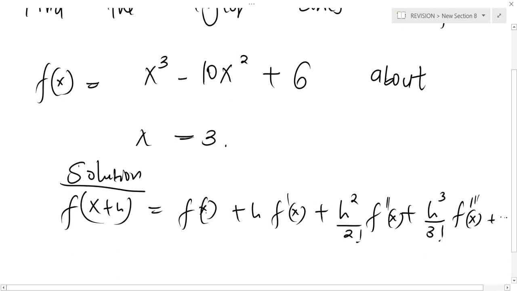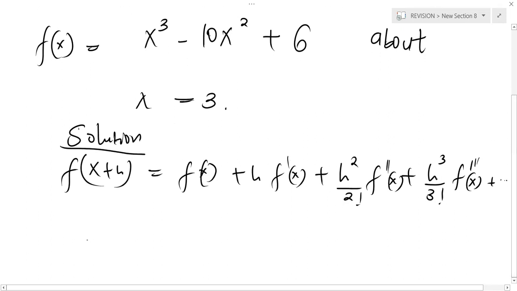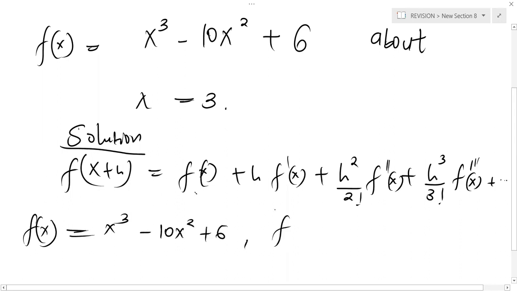So we already have our f of x. We will start by evaluating the values and then replace them into our equation. So f of x, which is the first function that we need, is equal to x cubed minus 10x squared plus 6. So what is f of 3? Replace the value of 3 in the equation. So this will give us 3 cubed minus 10 times 3 squared plus 6. And evaluating this will give us the value as minus 57, if we do that correctly.